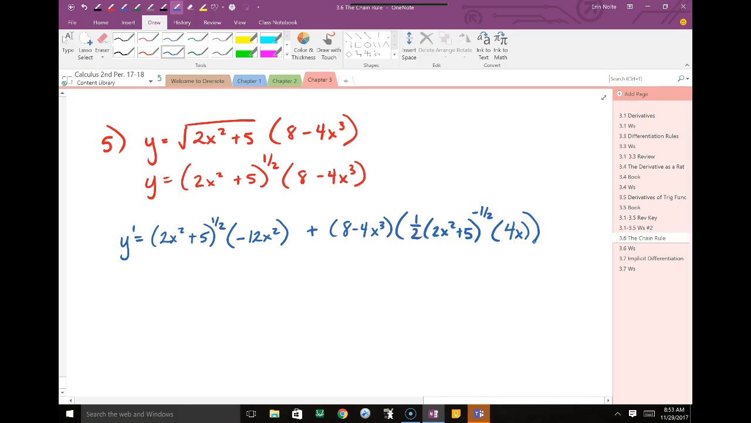Wait, so on the second, we do first d second, plus second d first. Did the second require the chain rule? Well, it required the chain rule when we did the d first. So when we derived that first, we needed the chain rule in order to derive it. Negative 12x squared is the derivative of your second, because the derivative of any constant is 0.